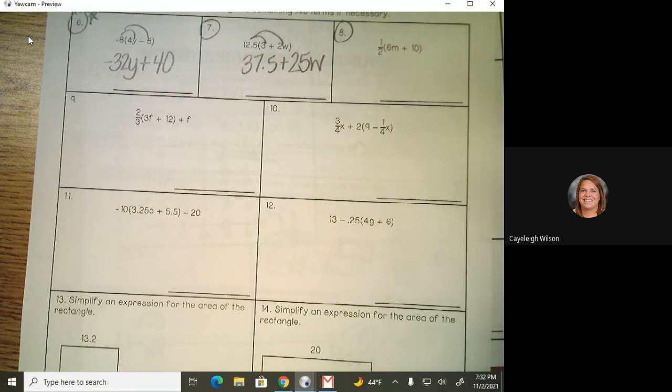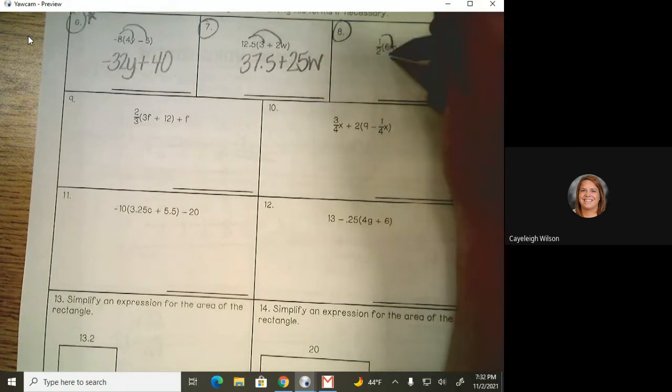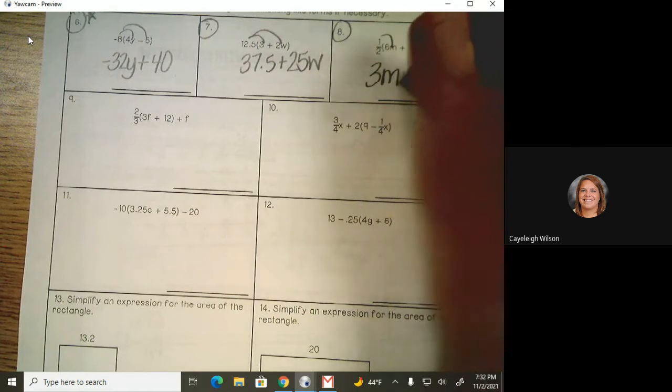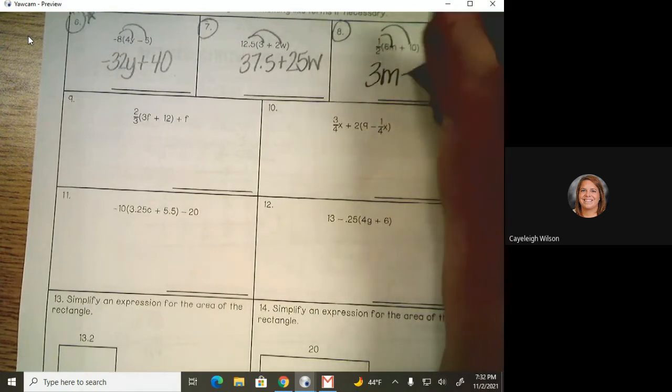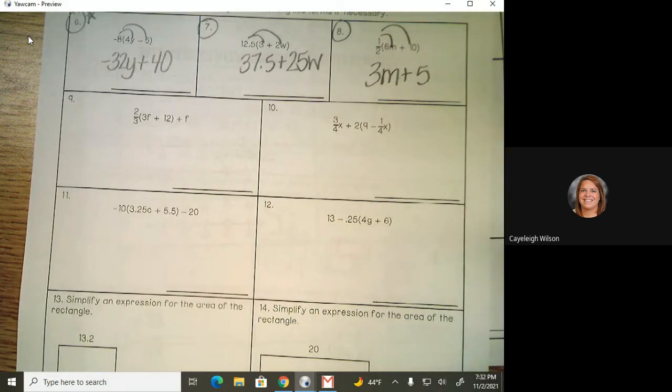All right, so multiplying by 1/2 is the same as dividing by 2. So when I take half of 6m, that's like 6 divided by 2. So half times 6 is 3, so 3m. Half times 10 is 5. And then this one has an m, this one does not have an m, so that's where I stop.